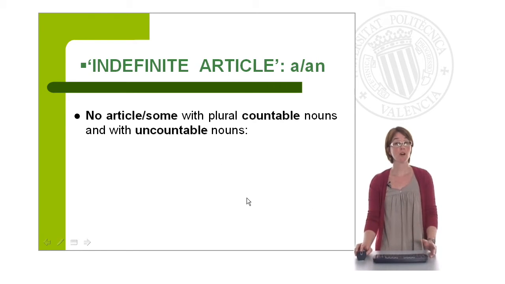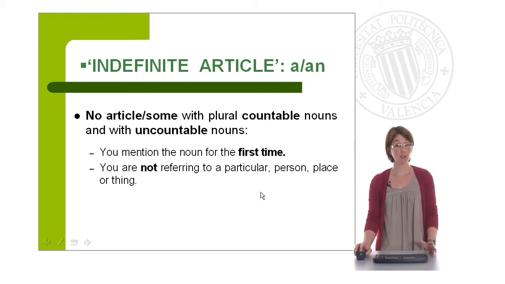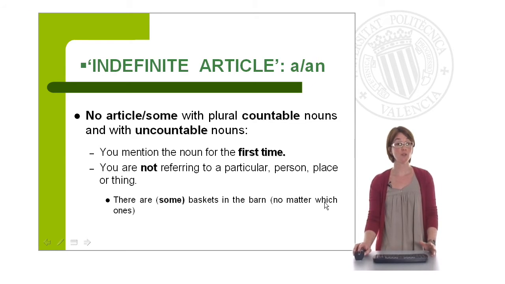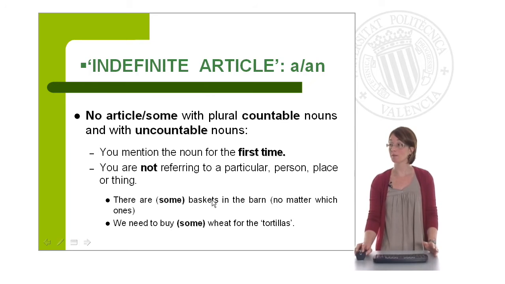Right, when we want to use a and an with plural countable nouns or with uncountable nouns, we have to use it differently. Still, we are using it to mention the noun for the first time, and we are not referring to a particular person, place or thing. But we normally use zero article or we use some. Let's have a look at the example. There are some baskets in the barn, no matter which ones. Or we need to buy some wheat for the tortillas. In both cases, well, in the first one, baskets is in the plural, okay, and wheat is an uncountable noun.